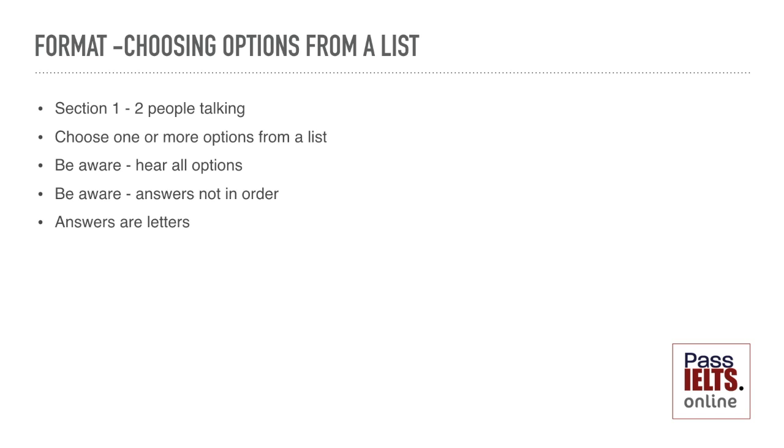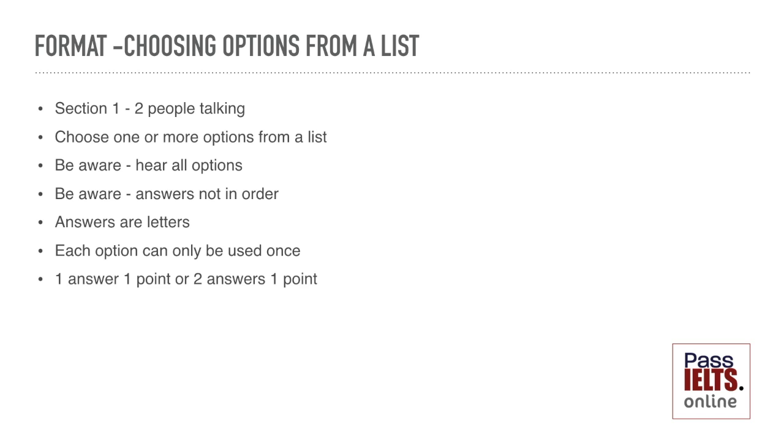Your answers are always letters, and each option can only be used once. There are different ways to write your answers. Let's say question 1 is to choose one option, then you need one letter as your answer and will get 1 point, as is shown in box number 1 on this table. And question number 2 is to choose 2 options. You will need 2 letters in the answer box for 1 point, as you can see in box number 2.